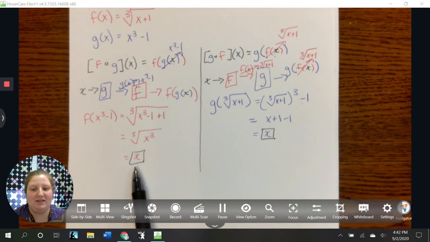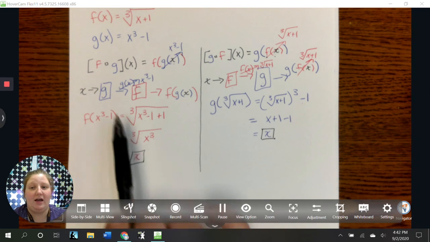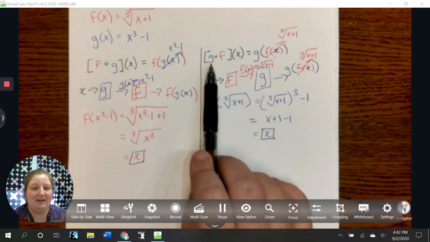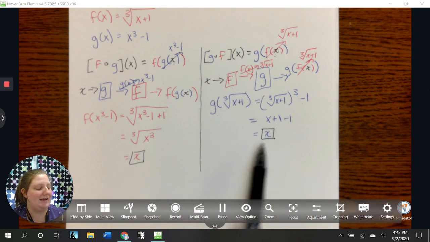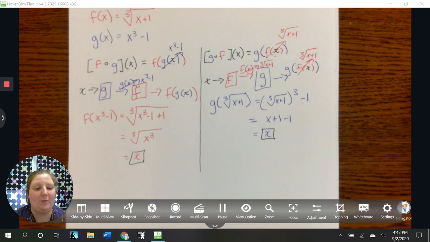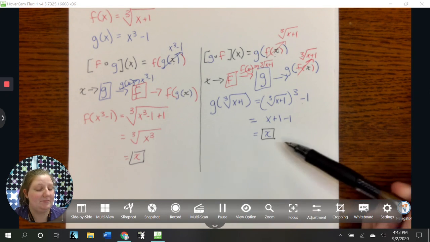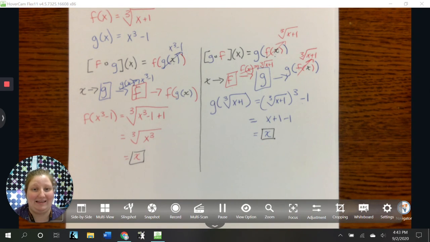What's interesting about these functions is that when we did the composition of functions here, when we did f of g of x and g of f of x, we got the same answer both times. And that doesn't always happen with functions, but sometimes it will with special functions like these.